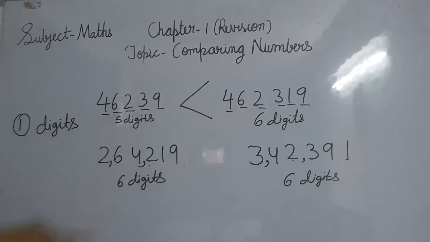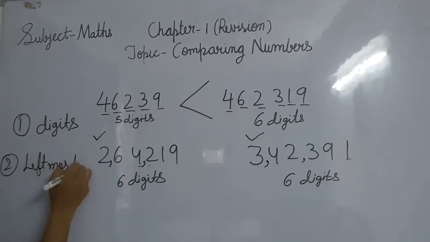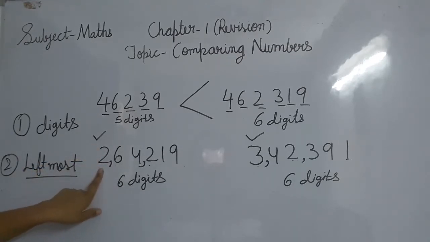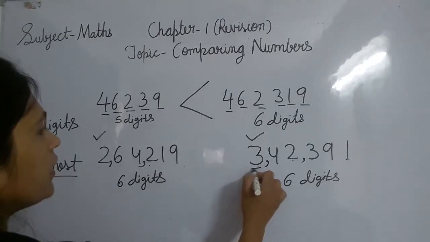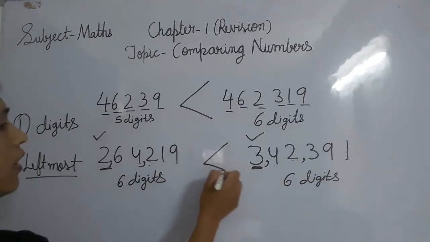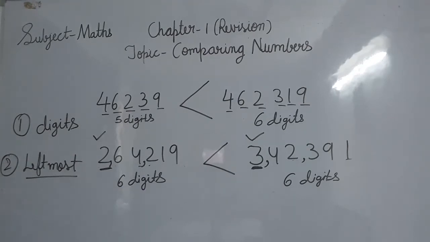If the digits are the same, then we'll check the leftmost number. Leftmost means this number. Yes, the second step is to check the leftmost number, the number which is on the left side. Here we have 2 and here we have 3. So where do we have the bigger number? Here. Here we have 3 and here we have 2. So 3 is the bigger number. It means it's the greater number. Clear? So what happens if this number is also the same?